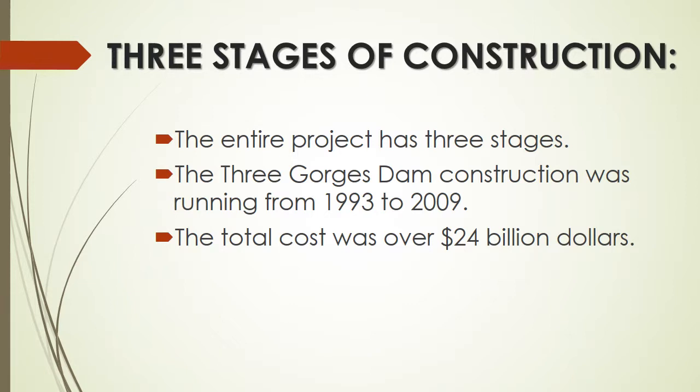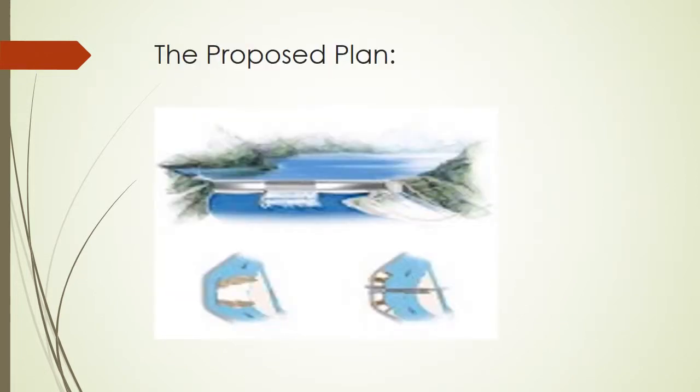There were 3 stages of construction. The entire project has 3 stages. The Three Gorges Dam construction was running from the year 1993 to the year 2009. There was a total cost of over 24 billion US dollars. Here is a picture of the proposed plan.